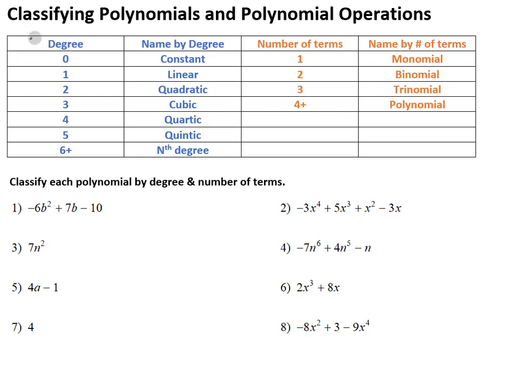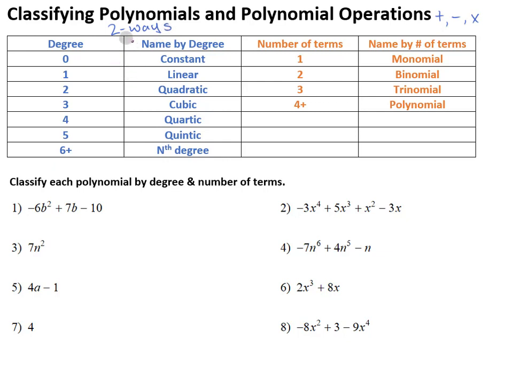All right, our next section is on classifying polynomials and polynomial operations. Mainly, we're going to talk about adding, subtracting, and multiplying only today, no division yet. And the first part we're going to talk about is how to classify polynomials. And they're classified in two ways.